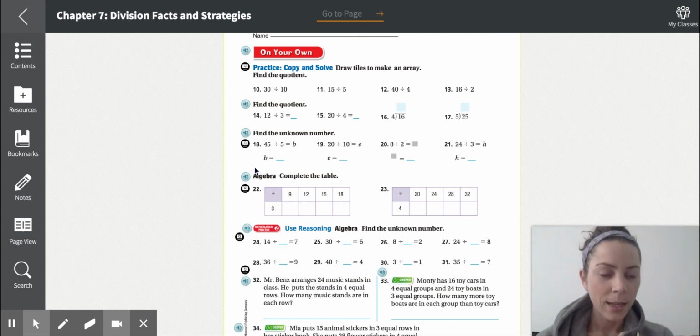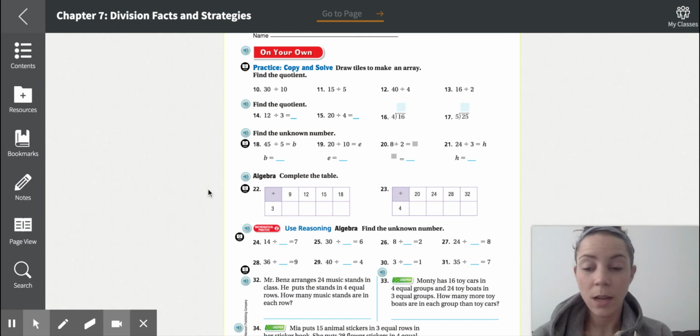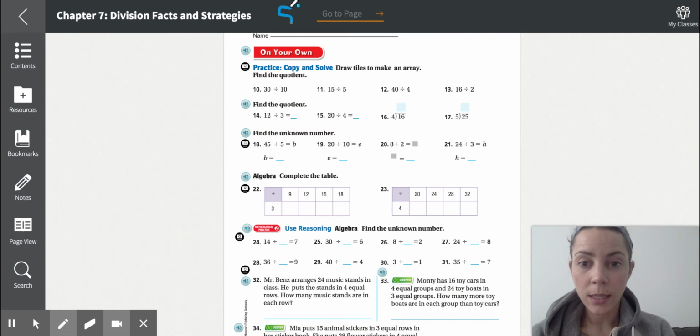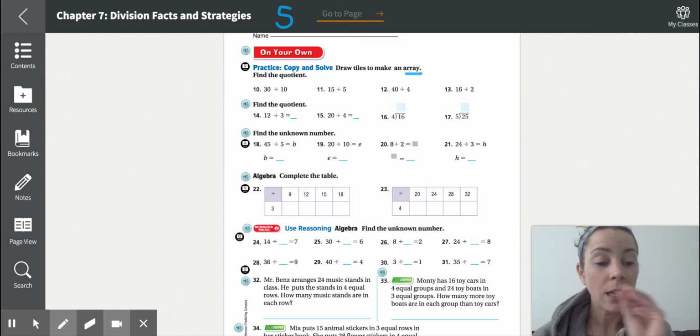Okay, we're back. We're on to the on your own part of lesson 7.5. So I'm going to tell the second cities and windy cities which ones I want you to work on. All right, my second cities today. Notice for this top row, it says draw tiles to make an array. Remember, array means perfectly equal rows.